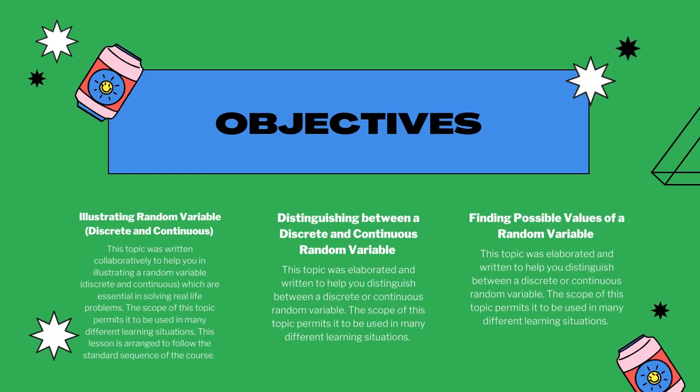Finding possible values of a random variable. This topic is here to help us master the process of finding the possible values of a random variable. The scope of this topic permits it to be used in many different learning situations. After going through this topic, we are expected to find the possible values of random variables.